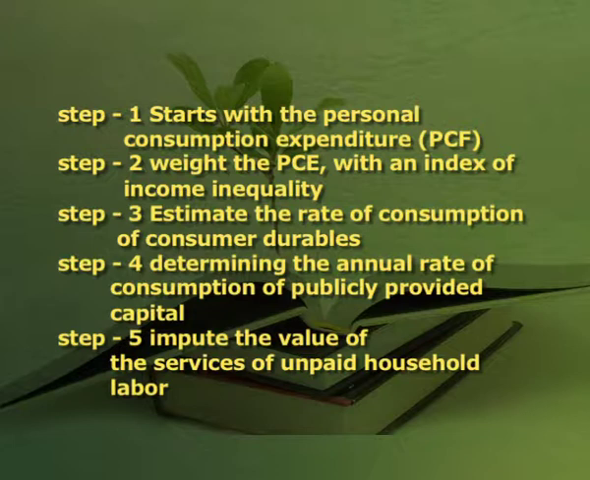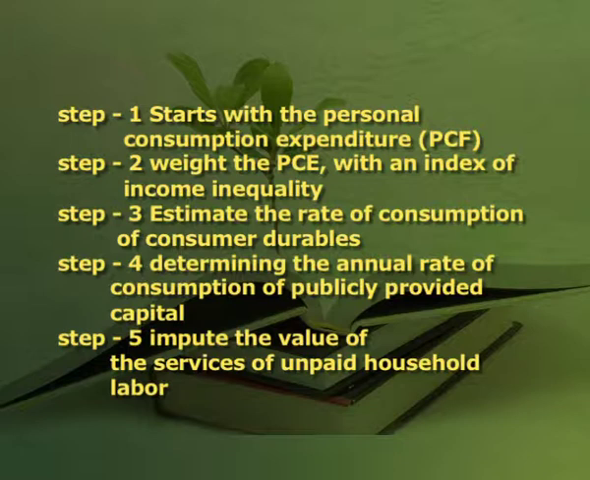Step number 1 starts with the personal consumption expenditure, that is PCE. Step number 2, weight the PCE with an index of income inequality, that is Gini coefficient. Step number 3, estimate the rate of consumption of consumer durables by finding the difference between the cost of consumer durables and the service annually yielded by previously purchased consumer durables.